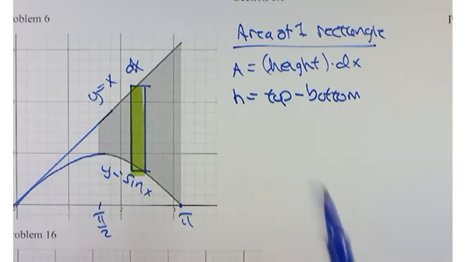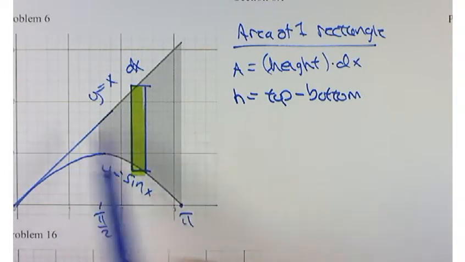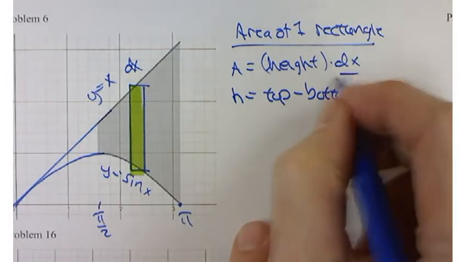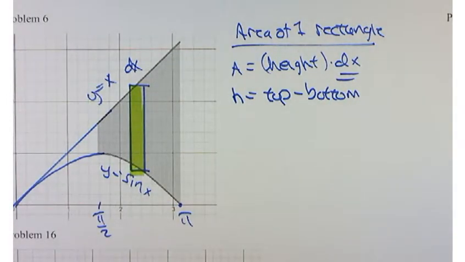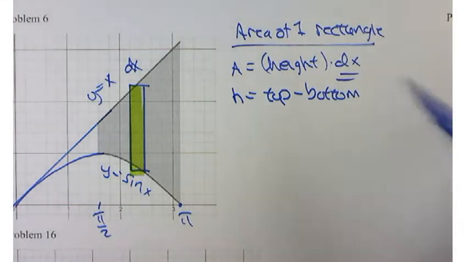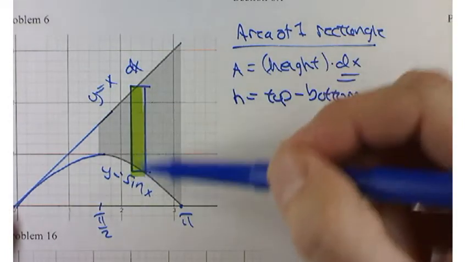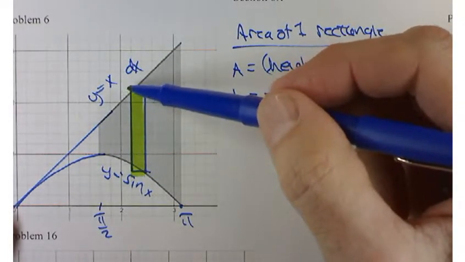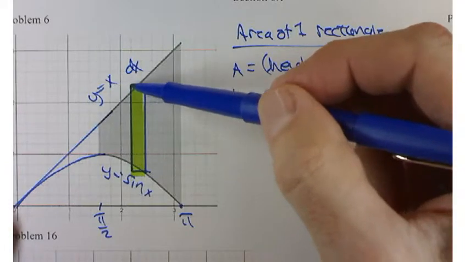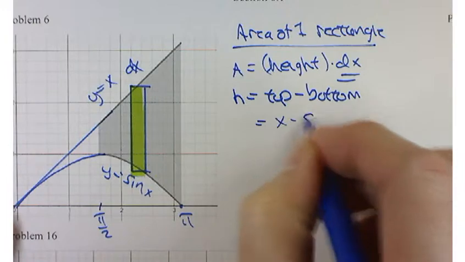Later on, if we did a slice in the dy direction, we do right minus left. But right now, it's top minus bottom. Because this is going to be defined in terms of x, and the width is the dx, I want to find the height in terms of x's. So in terms of the x's, it's going to be x minus sine of x. Equals x minus sine of x.